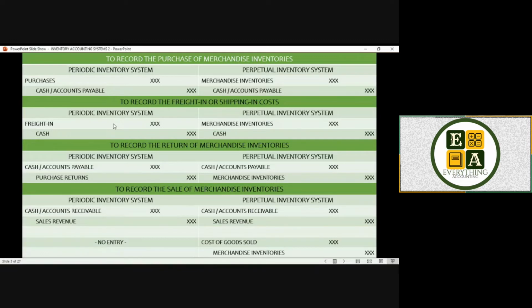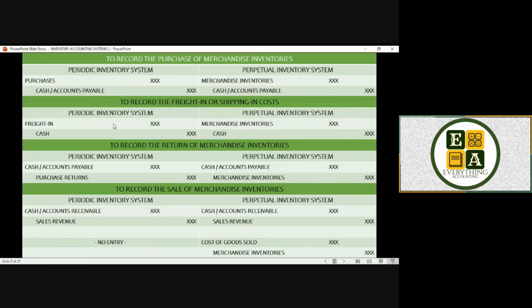To record naman the return of merchandise inventories, sa periodic inventory system gumagamit ng special account. Yung tawag dyan is purchase return. So nadi-define ulit yung transaction with the use of a special account, which is the purchase return. It is a credit to purchase return. Under perpetual inventory system naman, because we always use the merchandise inventory account dun pa lang sa pag-purchase, then it is only proper to charge the return to the merchandise inventory account.